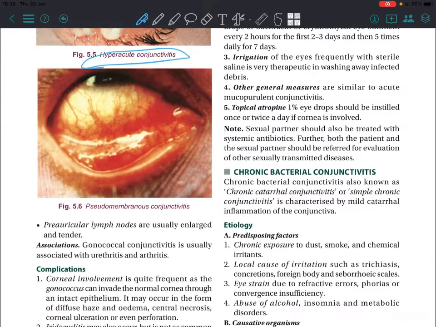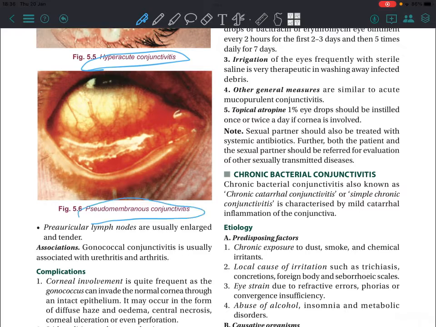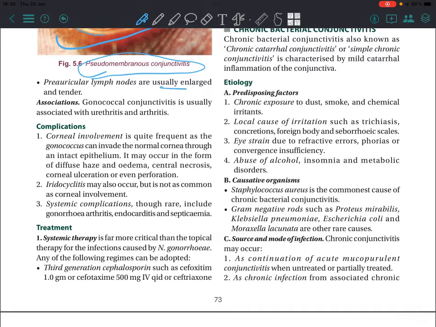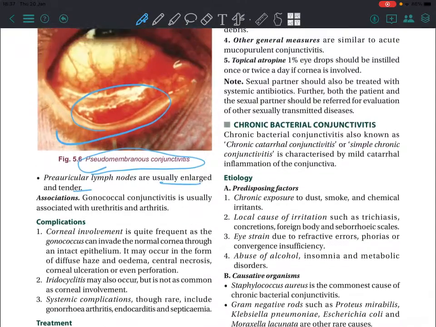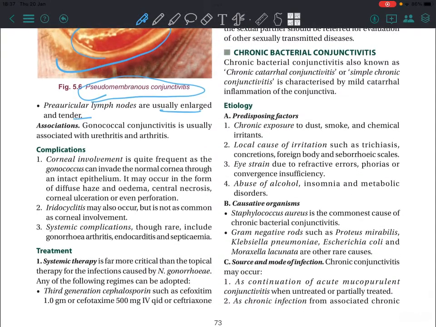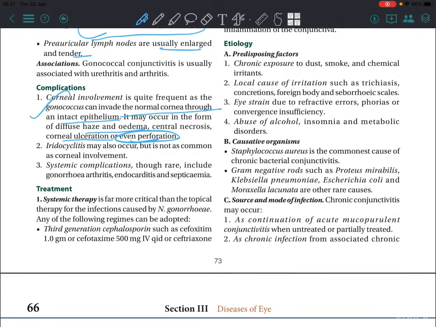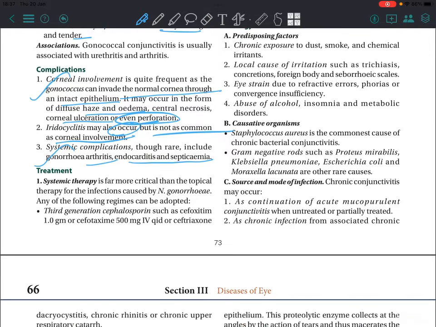Hyperacute conjunctivitis and pseudomembranous conjunctivitis. So, a pseudomembrane is formed. Preauricular lymph nodes are usually enlarged and tender. Complication: corneal involvement is quite frequent as gonococcus can invade the normal cornea through intact epithelium. It may occur in the form of diffuse haze, edema, central necrosis, corneal ulceration, or even perforation. Iridocyclitis may also occur, but it is not as common as corneal involvement. Systemic complications, though rare, include gonorrheal arthritis, endocarditis, septicemia, etc.